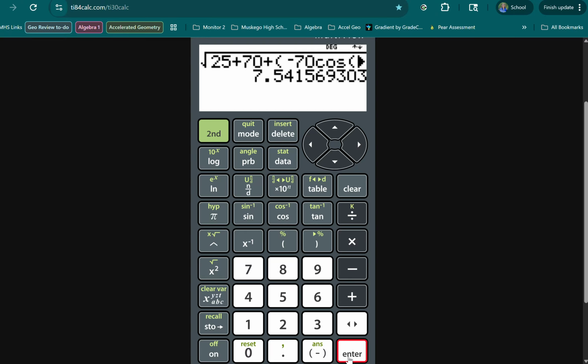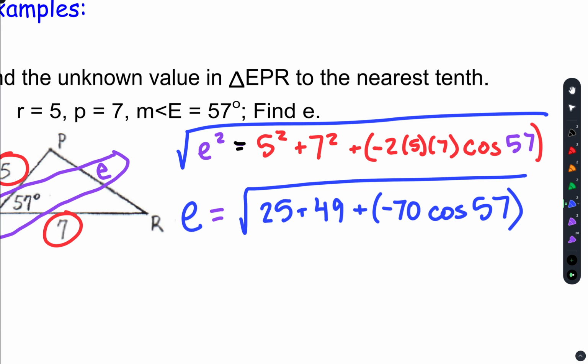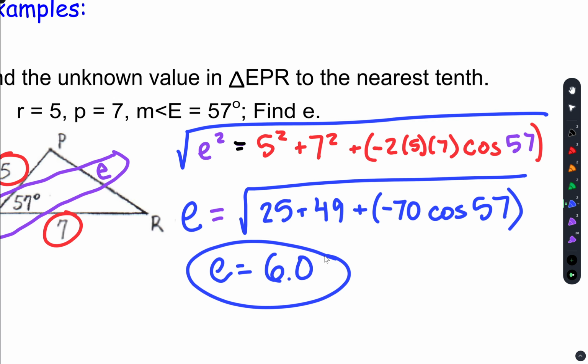Hit enter. And I got, oh, I did not get the right thing. What did I mess up? Oh, I put 70 up here. Silly me. Sorry, this is supposed to be a 49. 5.98, which is about 6. Did I do that in my notes? No, I wrote it right in my notes. I just did not put it in my calculator correct. So that's about 6.0, and that's the side length.